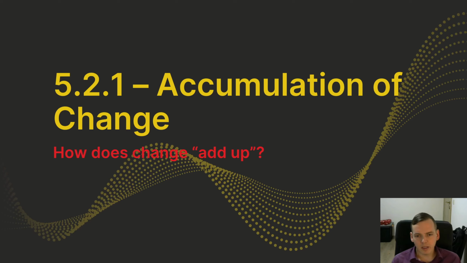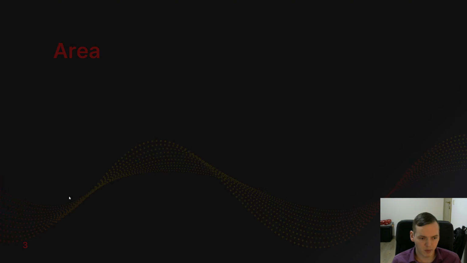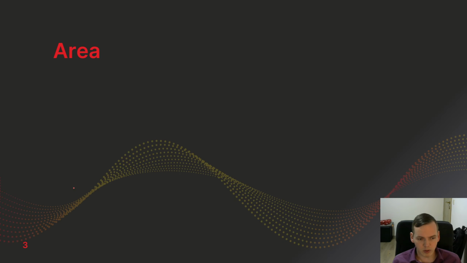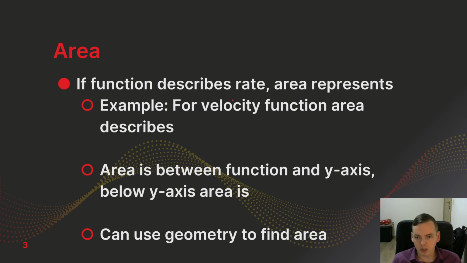Let's talk a bit here about accumulation of change and how we add that up, and that's going to set the stage for integration, which is what this unit's all about. So if we're looking at area, what does that mean on a graph? If a function describes a rate, the area represents the total change of whatever that rate is. For example, for a velocity function, the area under that curve describes distance traveled.